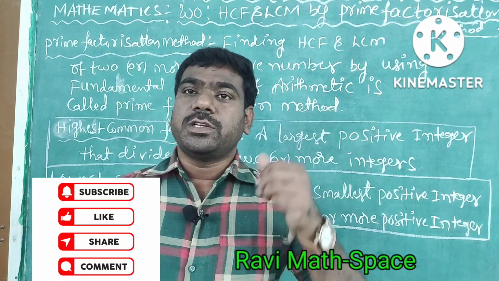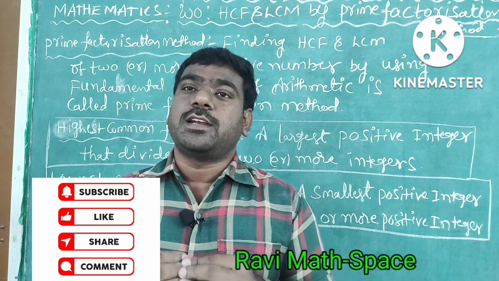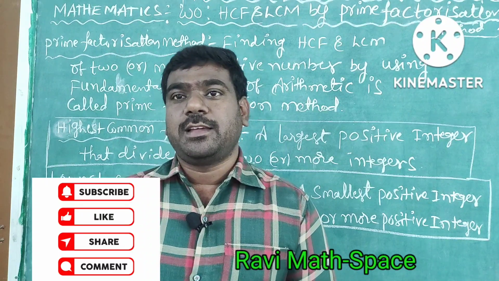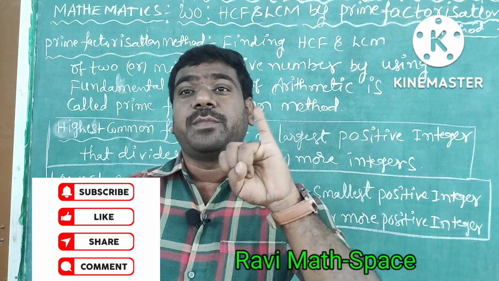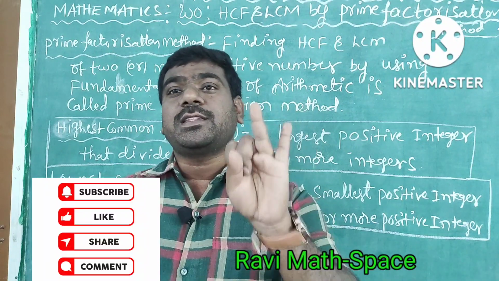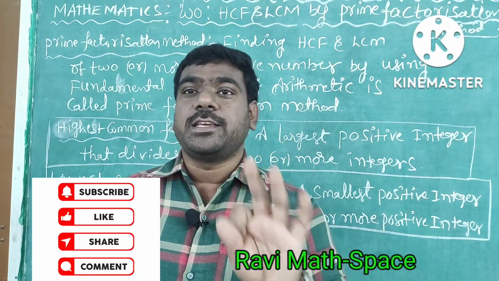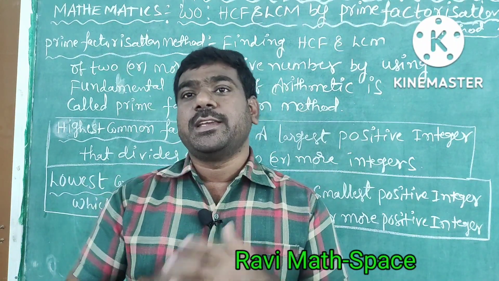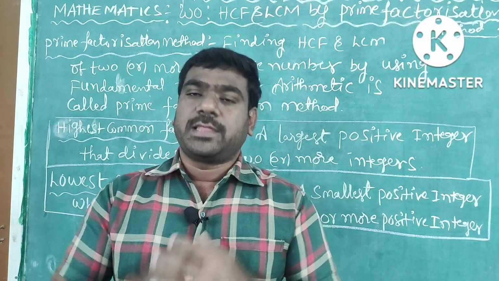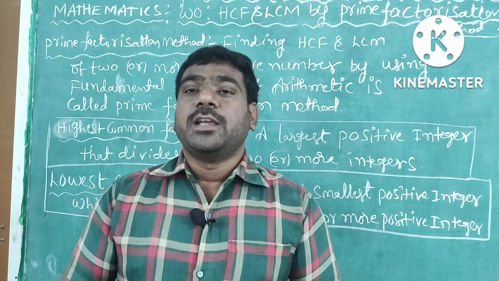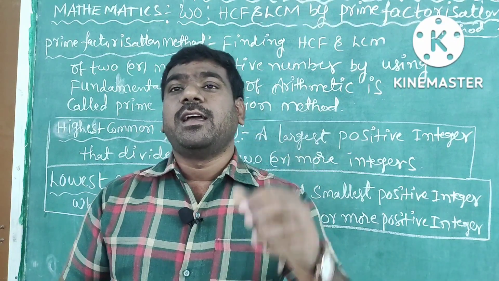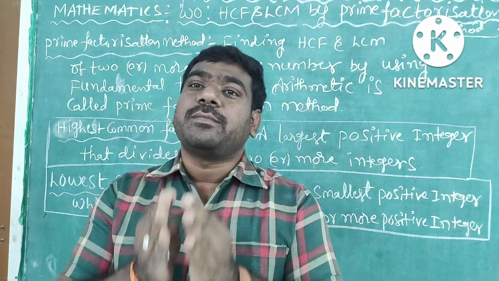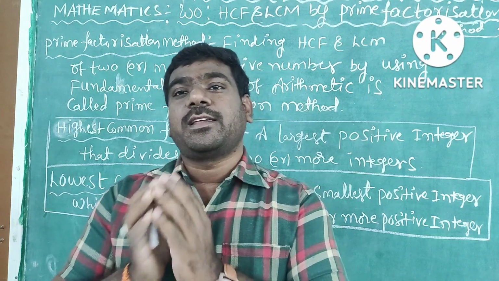Okay, before discussing this method, we first have to understand some basic points. What is the meaning of the prime factorization method? What is HCF? What is LCM? If you understand these basic concepts, we can do the problems very easily. The prime factorization method is a method to find the HCF and LCM by using the fundamental theorem of arithmetic.